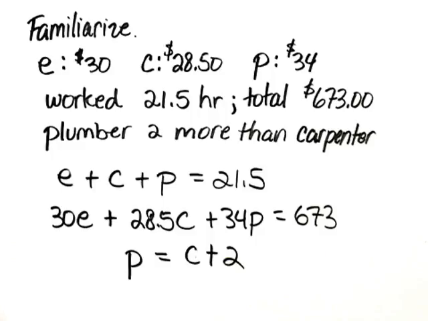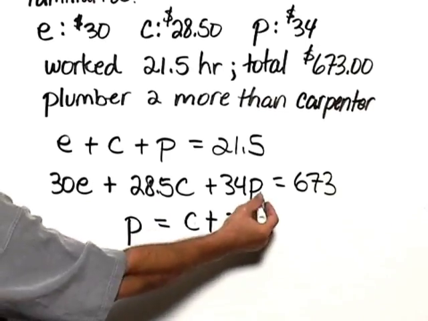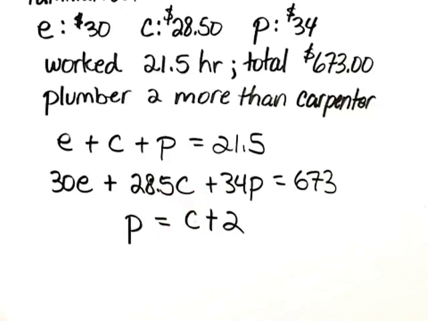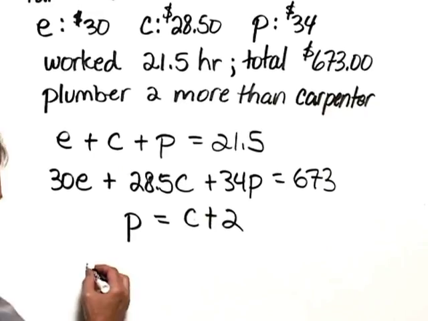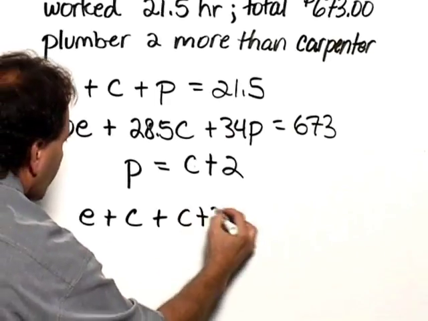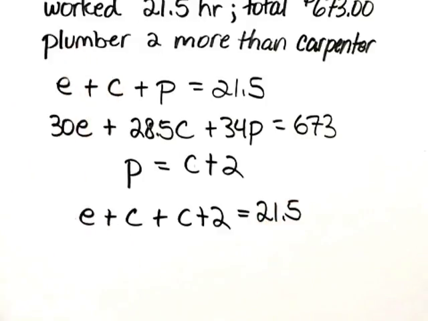There are various ways to solve this, but it's set up, at least in my mind, so that we can make substitutions for P here of C plus 2 and P here of C plus 2, and that will give us 2 equations with only the variables E and C in them. So let's write those equations. It would be E plus C, and now instead of P, we substitute C plus 2, and that's equal to 21.5.